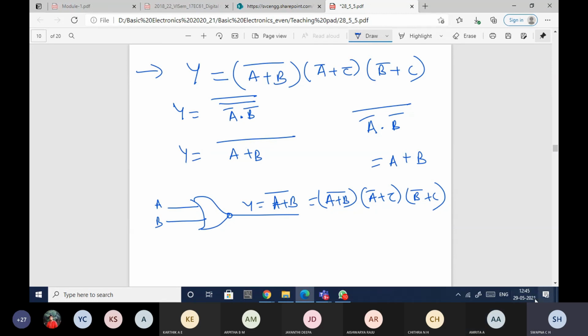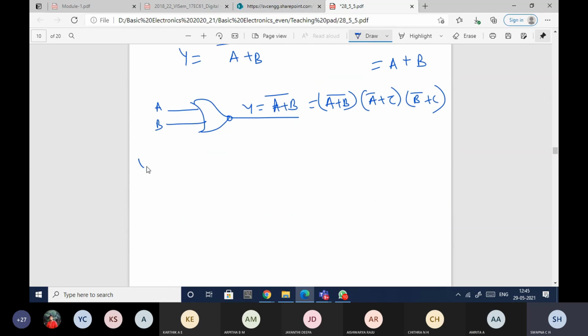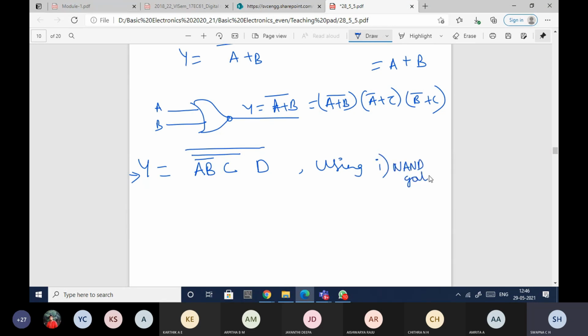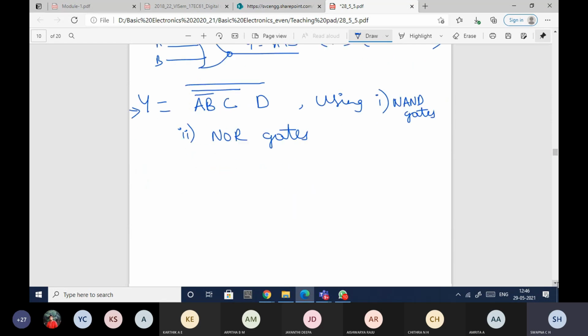Okay, now note the next problem. Implement using NOR gates. Here I'll give you in a different way. Y is equal to A B bar C whole bar D whole bar. Implement this function using first NAND gates, second NOR gates. Okay, so both we will do together now.